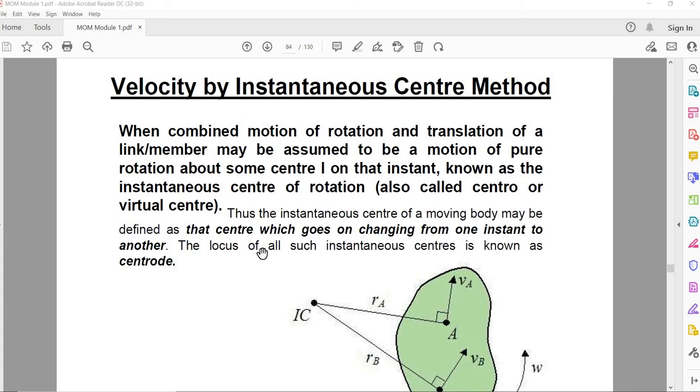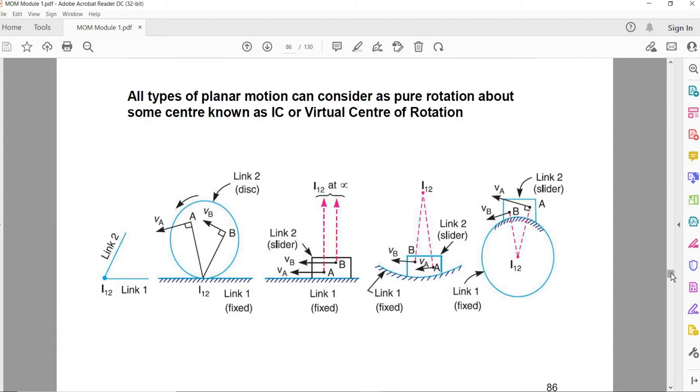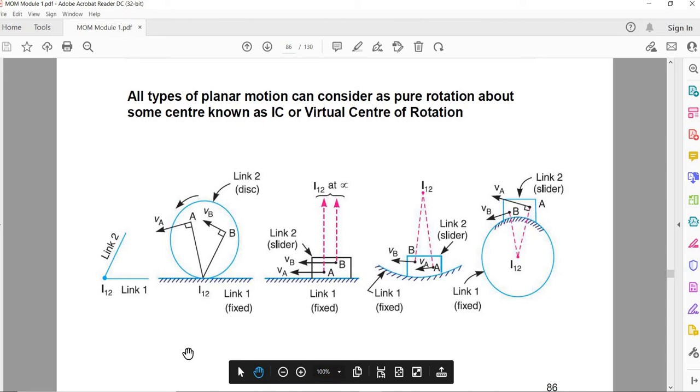Hello all, welcome to my tutorial on velocity by instant center method. As we all know, it's a graphical method which we use to find out the linear velocity and angular velocity of mechanisms. For any planar moving links, you can select the instant center related to another link by just seeing this diagram.